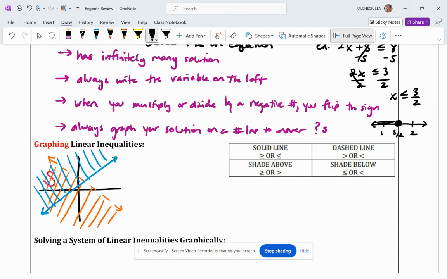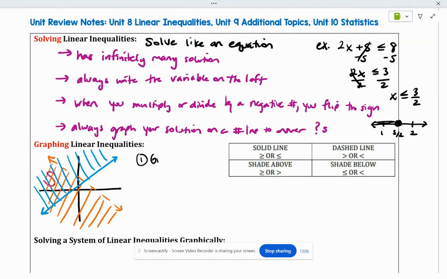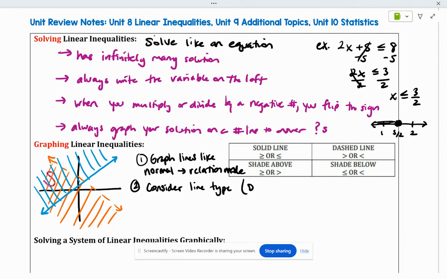So here's what you got to do. Graph the lines like normal. You usually have to be in relation mode. You can get the inequality symbols by doing Control equal. All these symbols will pop up and you just type it in the way that you see it. You need to consider the line type, dashed or solid.